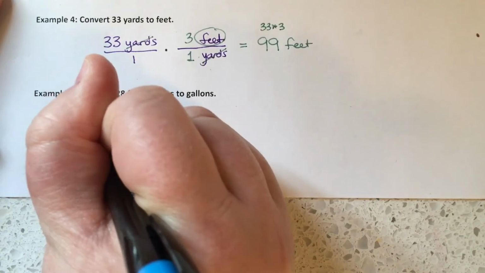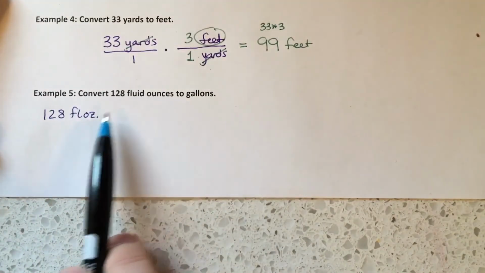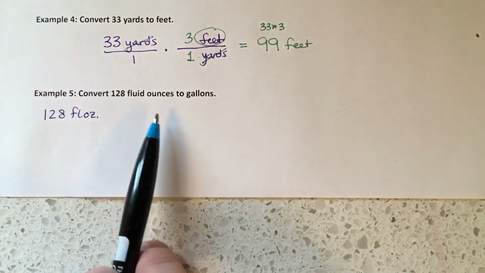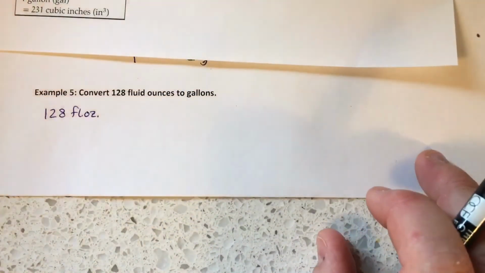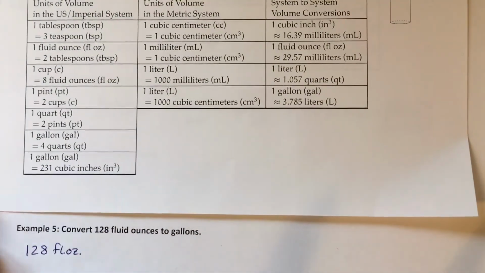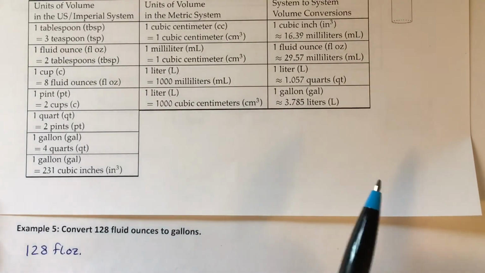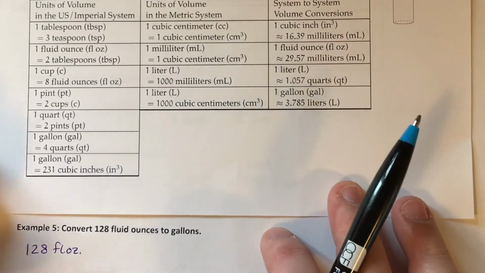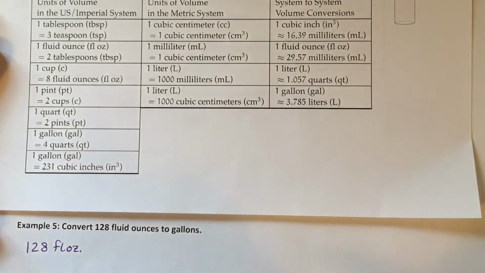128 fluid ounces. The way to abbreviate fluid ounces was with an FL and then OZ for ounces. Fluid ounces measures volume. So I'm going to pull up this table here, get them both on screen. These are all volume measurements. Ounces is a measurement of weight, but fluid ounces is a measurement of volume. And I want to convert fluid ounces into gallons.